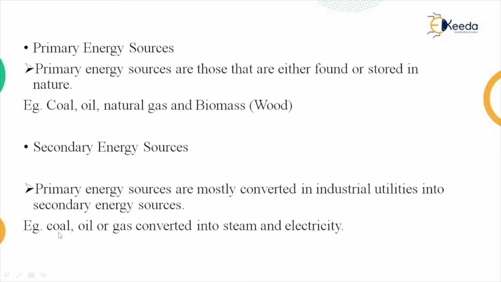Means in the thermal power plant, coal is heated. So the coal is converted into steam. So steam is called a secondary energy source. Coal is converted to electricity also. Oil is converted to electricity. So it is called a secondary energy source.